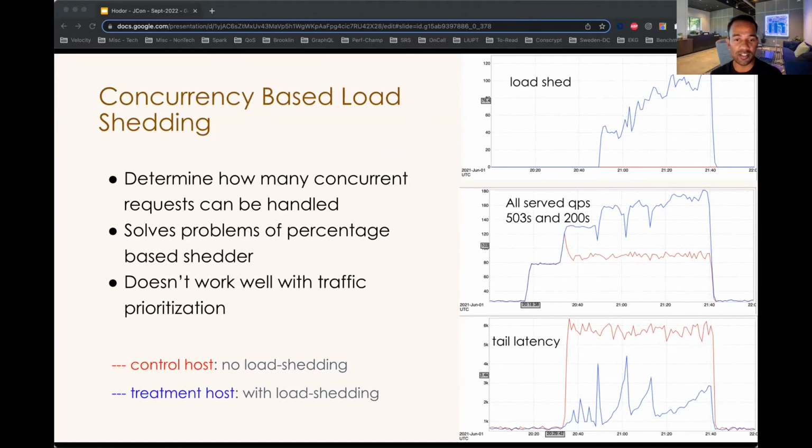But there are a few spikes where the load shedder is probing to see if the concurrency limit can be increased. One thing we noticed is that concurrency-based load shedding doesn't work well with the traffic prioritization during load shedding. I'll get into the details of this when we talk about traffic tiering.